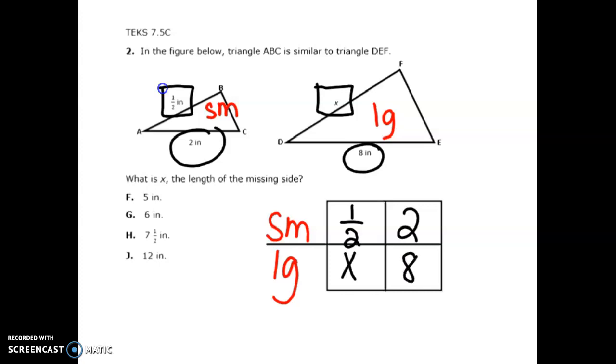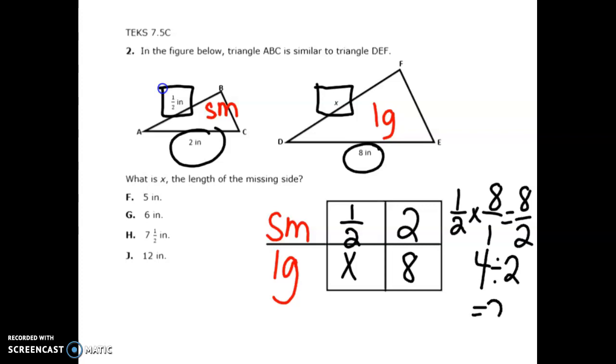So we need to cross multiply and divide. So 1 half times 8 equals 8 over 2, which equals 4. And 4 divided by 2 equals 2. So the answer, this should actually be a 2. The answer should be J, which is 2.